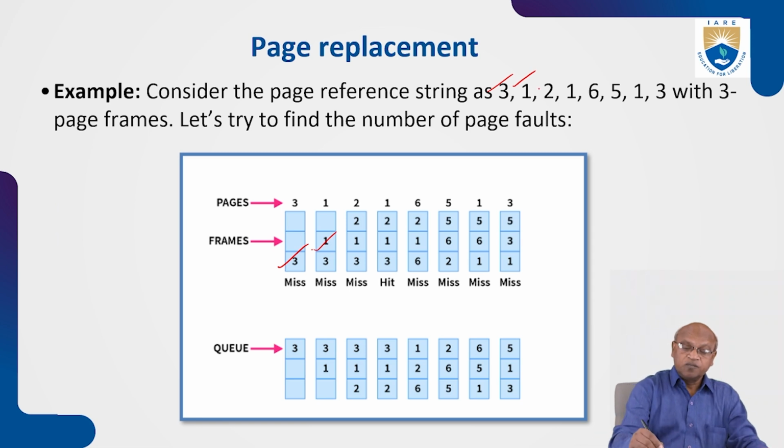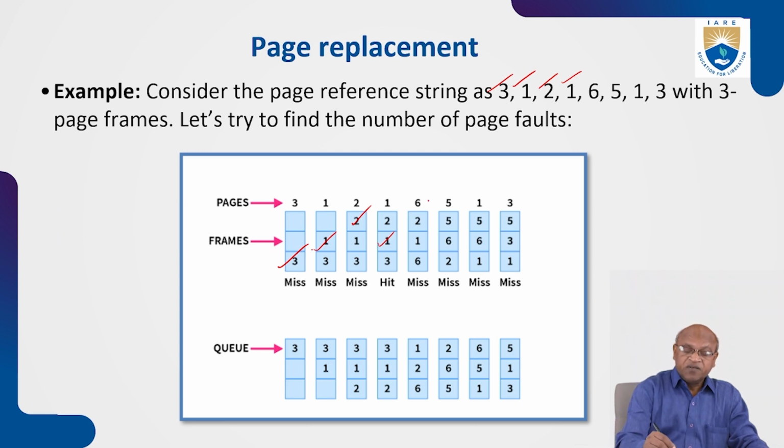Next, the page required is 2. Since it is the beginning, 3 has been acquired, 1 has been brought, and now 2 has been brought. So this is also over. Now 3 frames are occupied by the 3 pages. Next, the page you want is 1. Since 1 already exists in memory, this is not a miss. 1 is already available, so it is called a hit.